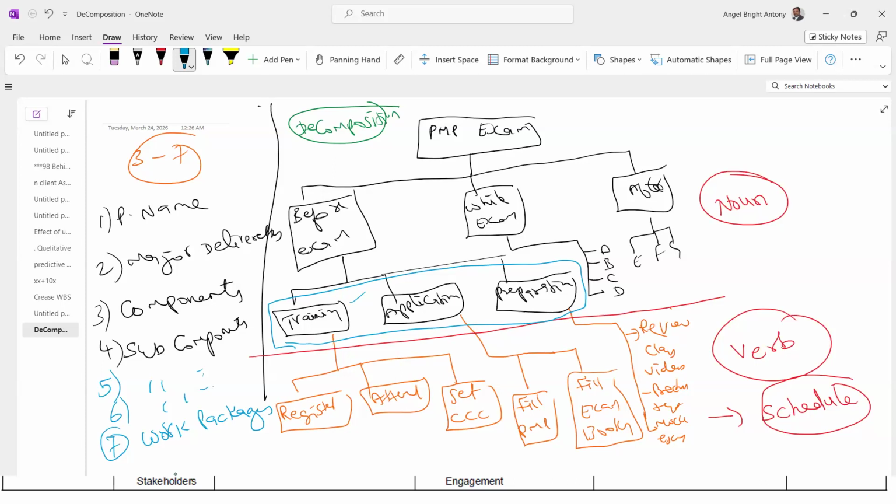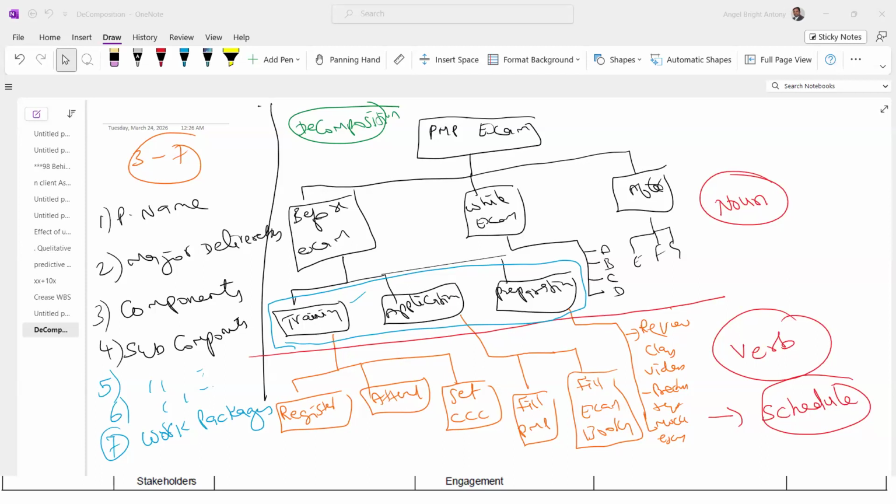So, work package of a particular branch will be the lowest level of that branch. All the branches may not have work packages at the same level. So branch 1 work package could be at the 7th level, branch 2 could be at 5th level or 4th level, branch 3 could be at 9th level. So whatever the lowest level of that branch will be the work package for it. Next point.